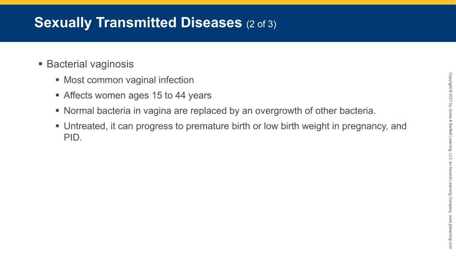Bacterial vaginosis is the most common vaginal infection, affecting women between the ages of 15 and 44. This occurs when the normal bacteria in the vagina are replaced by an overgrowth of other bacteria. If left untreated, it can lead to complications in pregnancy, such as premature birth or low birth weight, and it may also result in PID.